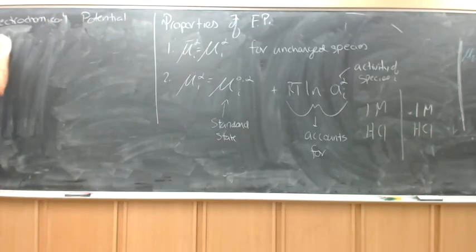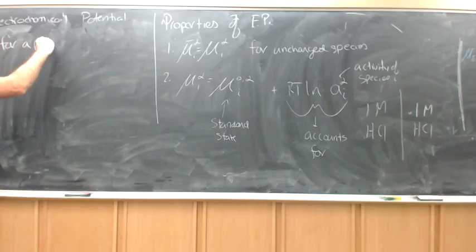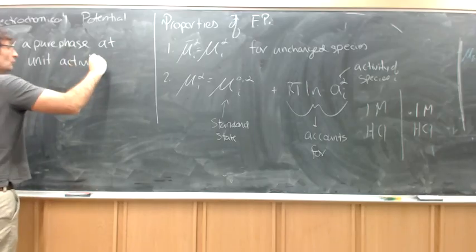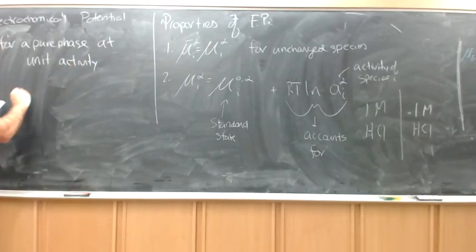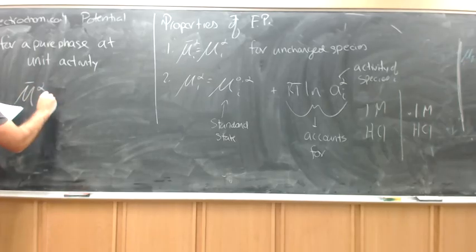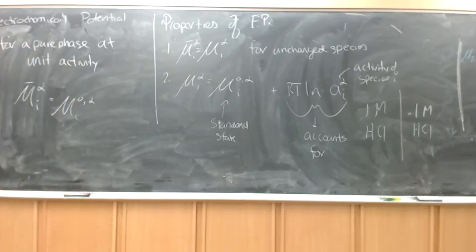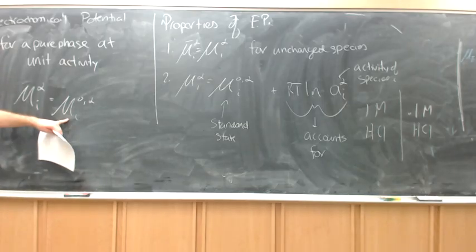Third rule, for a pure phase at unit activity. What does unit activity mean? Activity equals 1. We can write mu alpha i equals mu naught alpha i. So basically, for a pure phase, I don't have the bar in my notes, and I think that's right, because you can't have a pure phase that's not electrically neutral. I couldn't imagine a macroscopic quantity of silver ions all sitting next to each other. But we can also erase the bar. That's also true. So that's basically the definition of standard state.